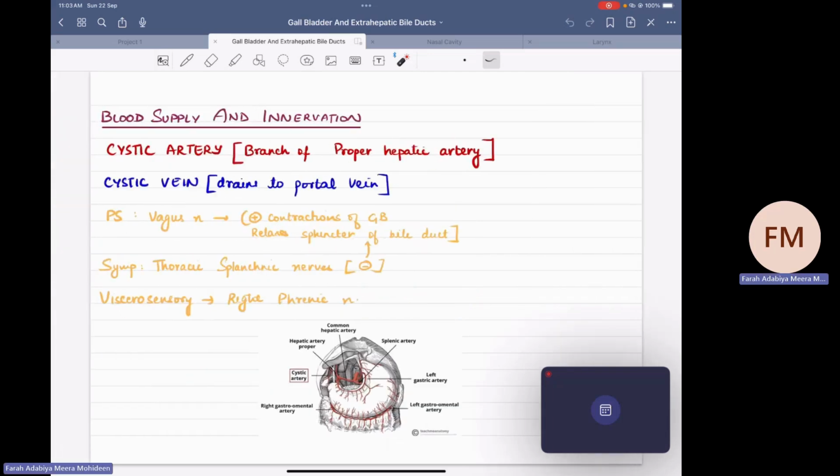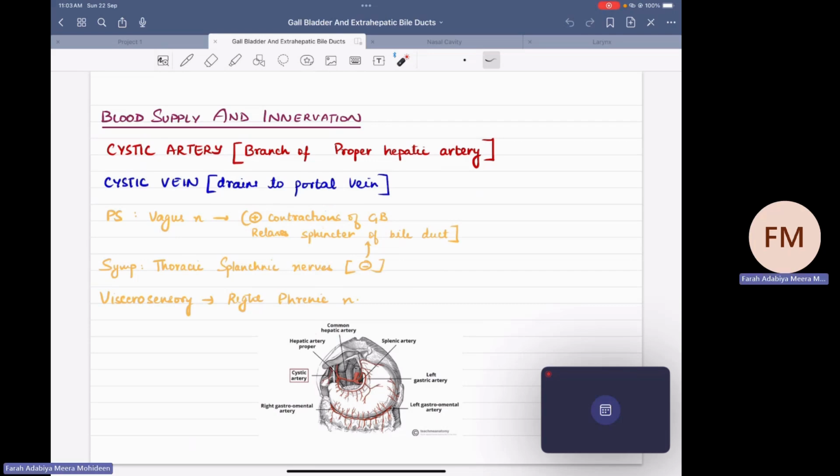Now we'll talk about blood supply and innervation. The blood supply is from your cystic artery, which is a branch of your proper hepatic artery. You can see in this picture, you have your proper hepatic artery, and there's a branch of it. This is your cystic artery. Now, what is the vein that drains the gallbladder? It is the cystic vein, and it drains directly into your portal vein.